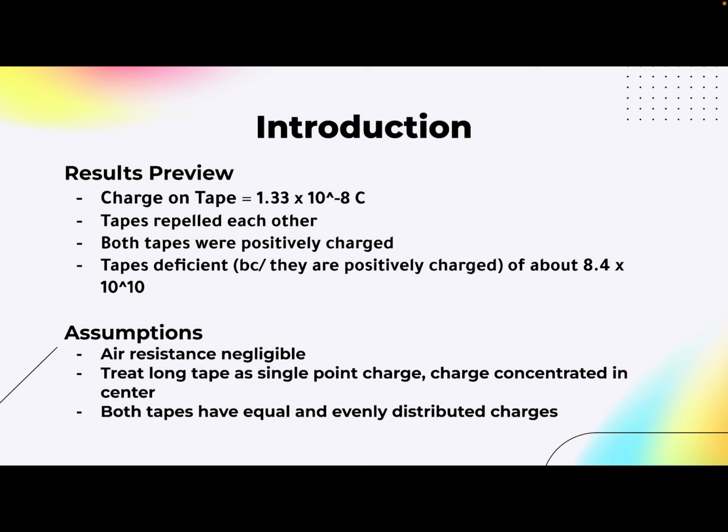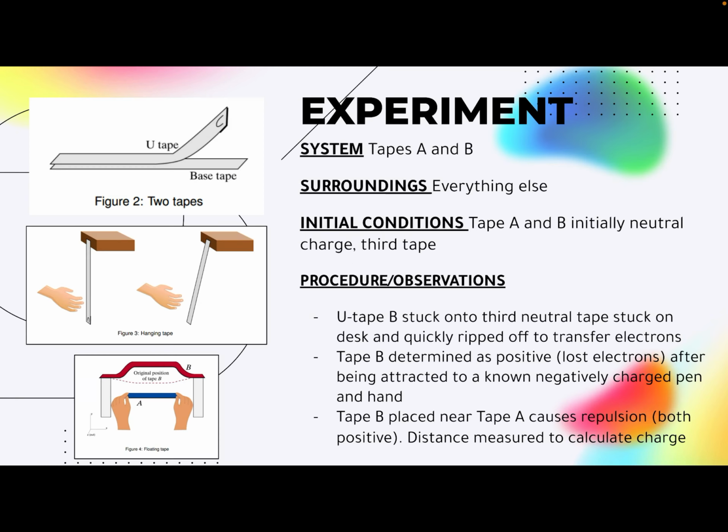I also treated each tape as if it were a single point charge, with that charge being in the center of the tape. I also assumed that both charge tapes had equal and evenly distributed charges. In this experiment, the system is charged tapes A and B, and the surroundings are everything else in the room. The initial conditions are that both equal length tapes are neutral before we induce them in a charge.